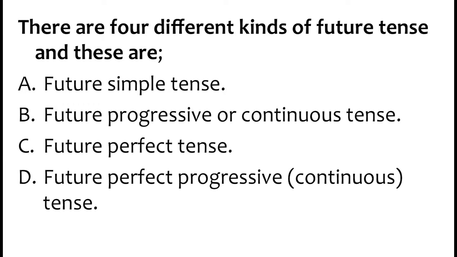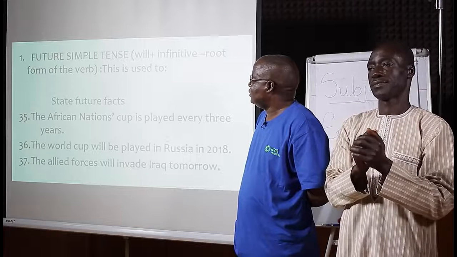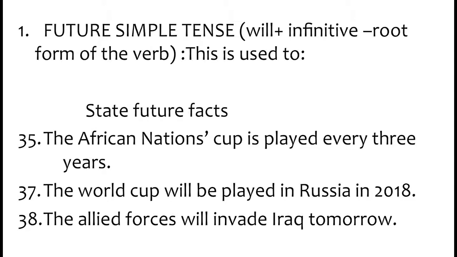There are different kinds of future tense, and these are future simple, future progressive or continuous tense, future perfect tense, future perfect progressive tense. Future simple tense, in bracket, will plus infinitive. That is the root form of the verb.